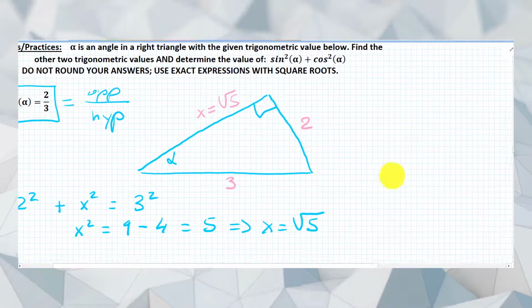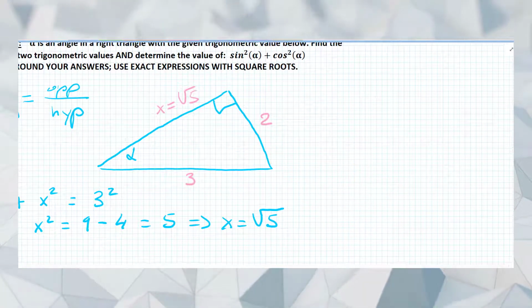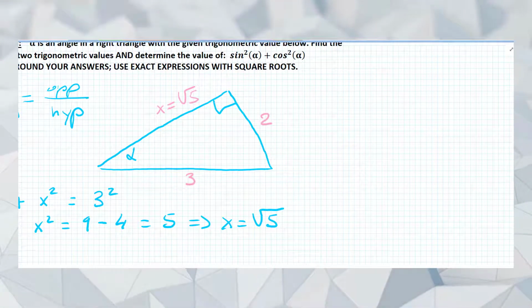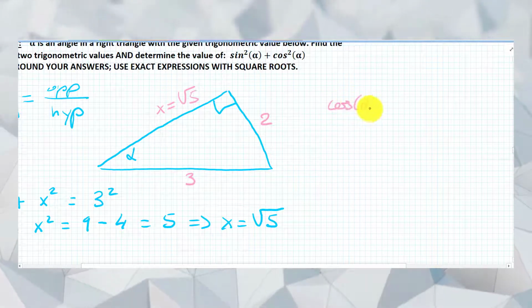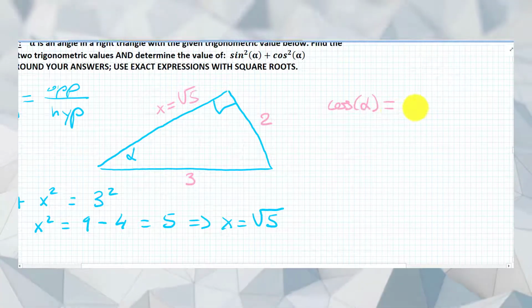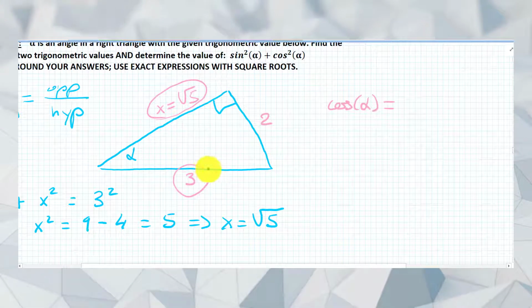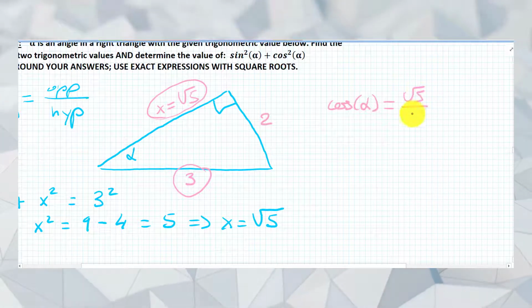And so now I can write the two other trigonometric functions I am asked to find, which is cosine of alpha. Cosine of alpha is the adjacent divided by the hypotenuse, root 5 divided by 3.